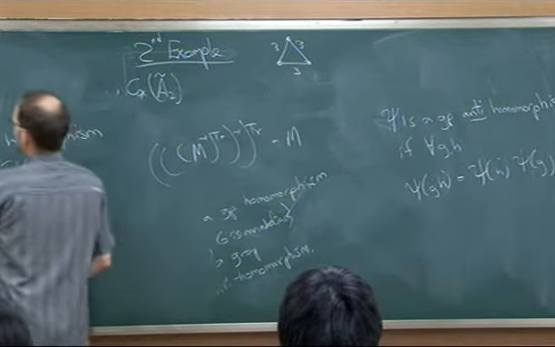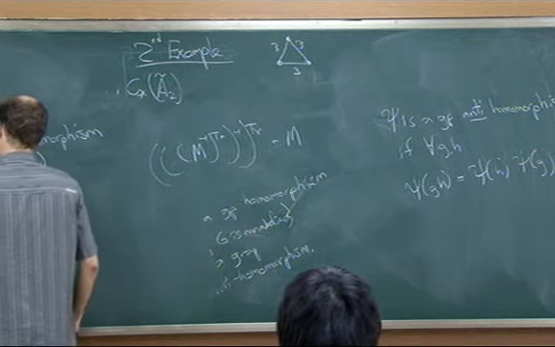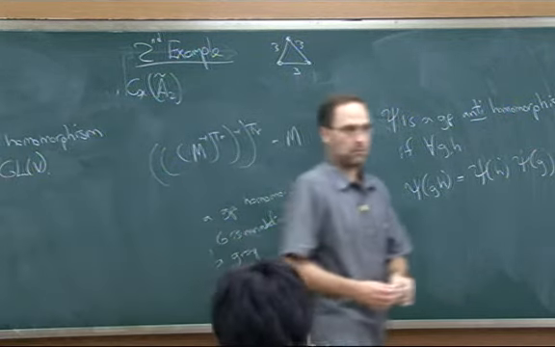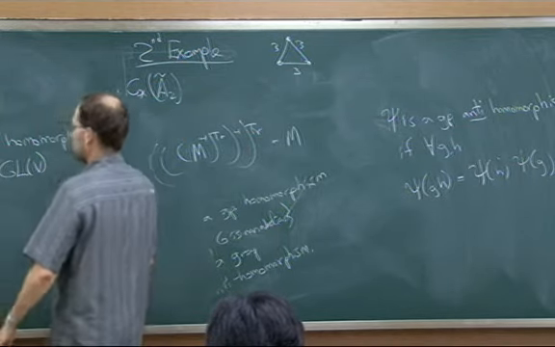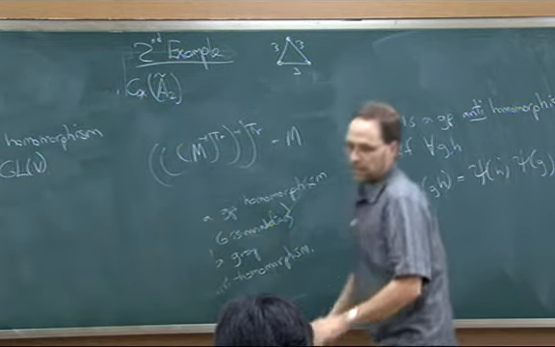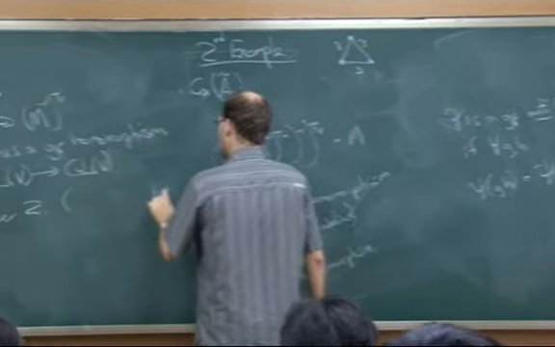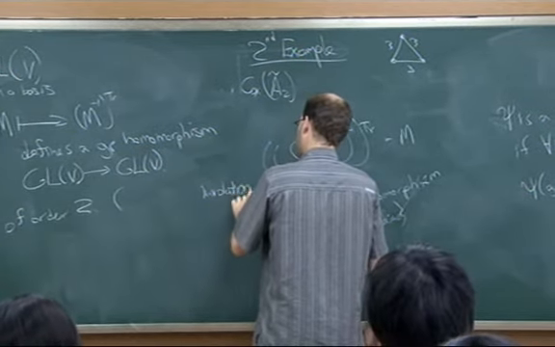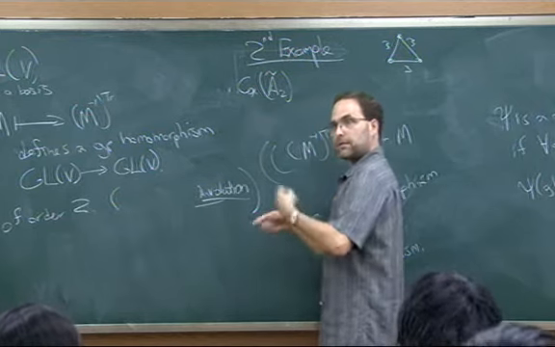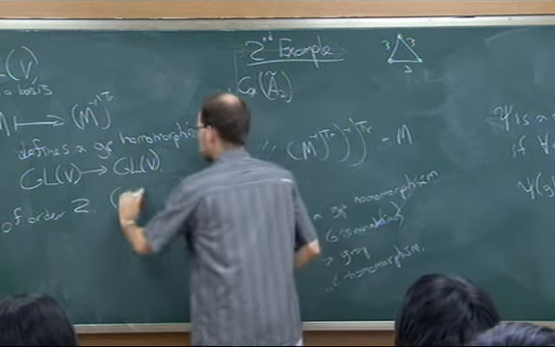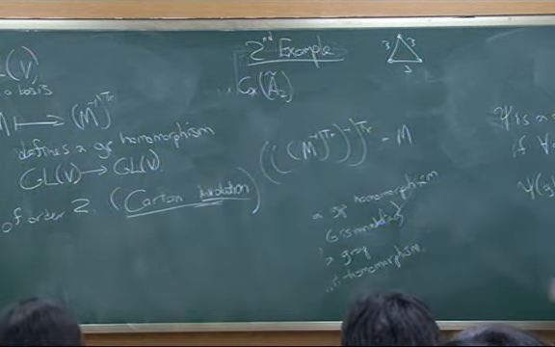In particular, this defines a group homomorphism from here of order 2. Okay? There's a group homomorphism from there to there of order 2. And so anything of order 2 is called an involution. Right? An order 2 element is called an involution. And this is called the Cartan involution.